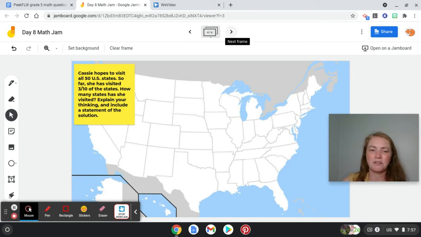Explain your thinking and include a statement of the solution. Now, this sounds kind of tricky, but I'm going to show you a way that you can solve this problem fairly easily. What's nice about this is that this question has pretty friendly numbers. So I'm looking at the number 50 and the number 3/10. So what I'm going to actually do is set up equivalent fractions so that I can find out how many states she visited. So stick with me. I'm going to show you on a side paper those numbers and how you are going to arrive at your answer.